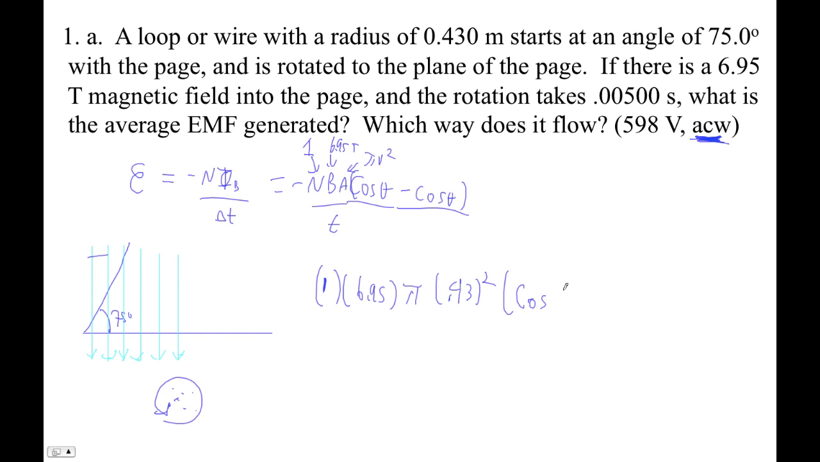So cos 0 minus cos 75. All right. Remember, cos 0 is 1, so just be careful. All right, so you end up going 1 minus cos 75. All right, so 6.95 times pi times 0.43 squared times, they're all the same though, they're all cos 0.